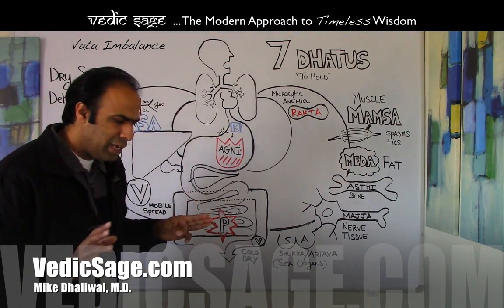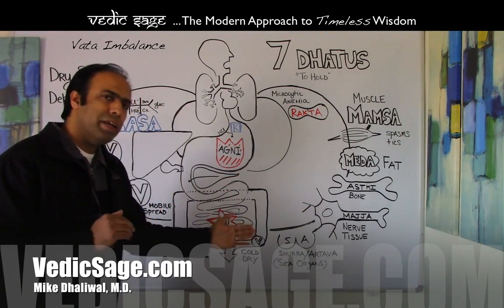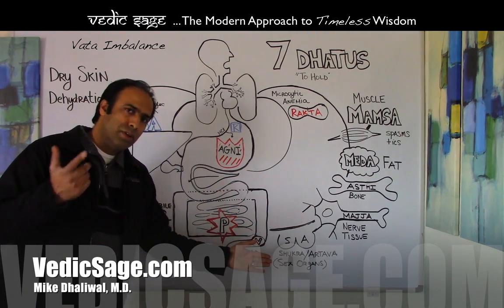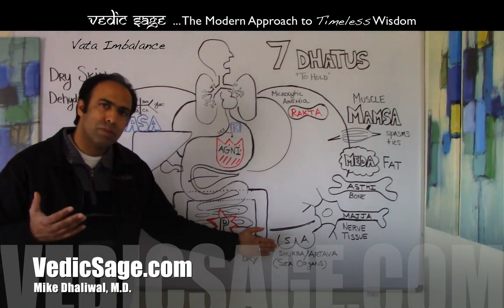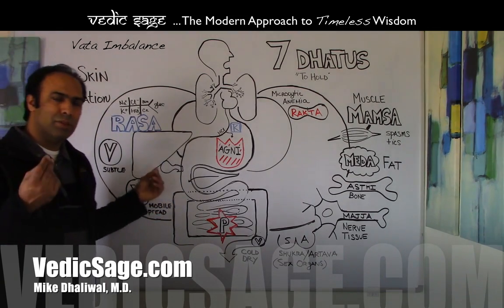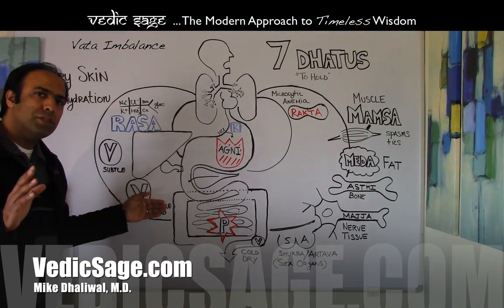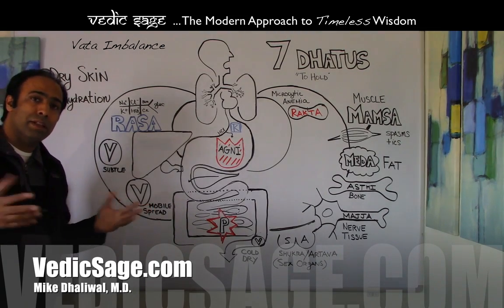The third stage in this Samprapti, or pathogenesis, is the spreading quality of the dosha. For example, Vata has a mobile quality, through which it is able to leave the GI tract and enter into different bodily tissues. The first place that Vata is going to try to enter is the rasa dhatu, which is the plasma or the lymph tissue.